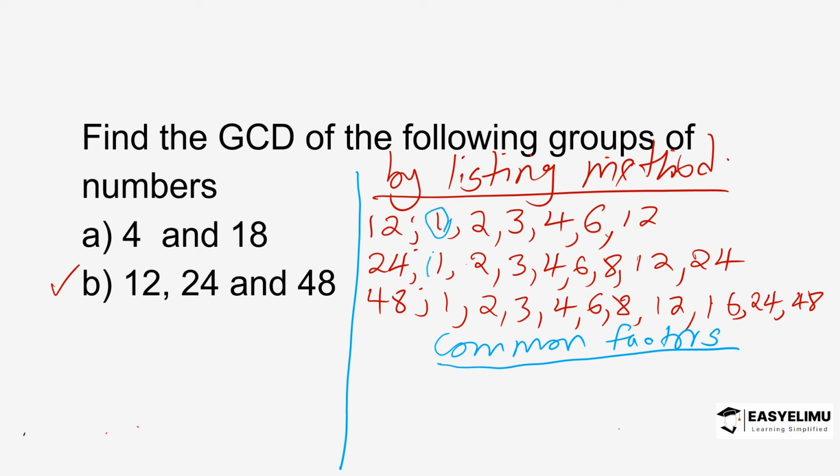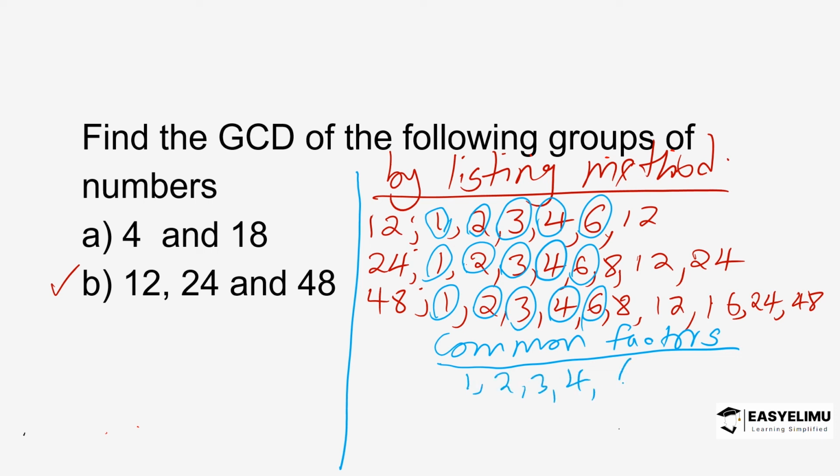So common factors, we have 1, we have 2, we have 3 is common, we have 4 is also common, we have 6 is a common factor, and of course that is the last one. So from there you can even see the greatest common factor here, there are 6. But there is no harm, you list them first. So we have 1, 2, 3, 4, and 6. So you pick GCD of 12, 24, and 48. You simply list, you can be able to see that this is the greatest, 6.